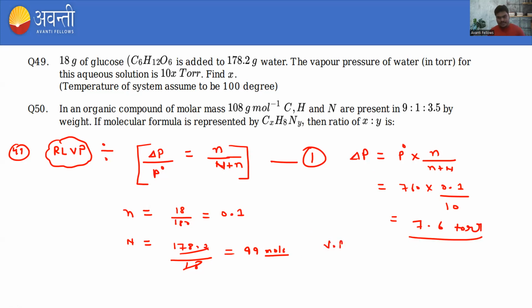Let me write here. The vapor pressure of solution, because vapor pressure of solution you want now. So vapor pressure of solution is nothing but 760 minus 7.6, right? So this comes out to be 752 torr. So this is the value of x. So this is how you will find the x. That is 750. I hope this is also clear to you. It's a very simple one. So the value of x comes out to be 750. Okay. Now let's see the next question.